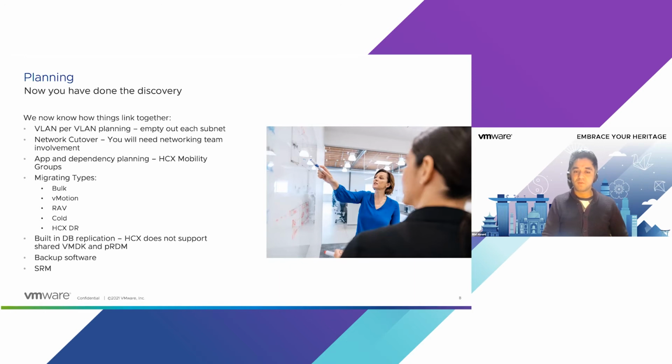vMotion is really for your heavy-hitting VMs that you just can't afford downtime on. Same for RAV as well. RAV takes the benefits of bulk and mixes it in with vMotion so you can sync a lot of data beforehand and then cut over the memory and the compute part of the VM in a live fashion. Cold is good as well. If you just have VMs that are powered off, you can just cold migrate them just like you normally would.